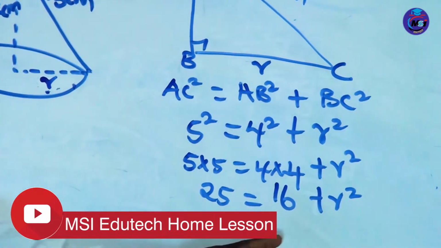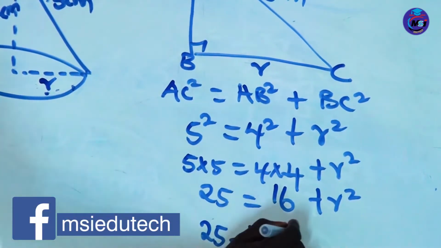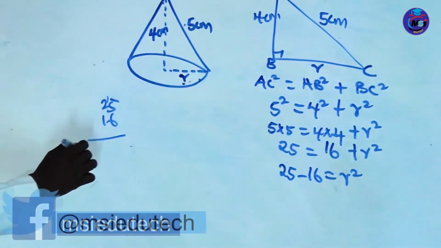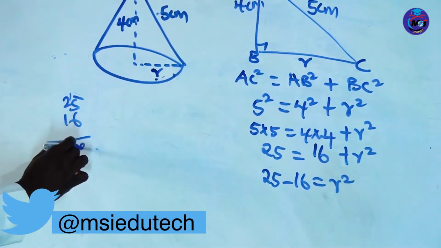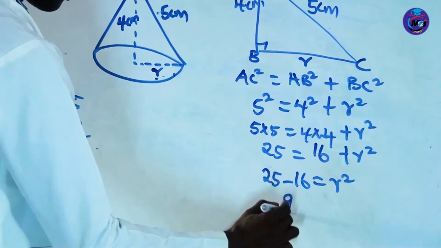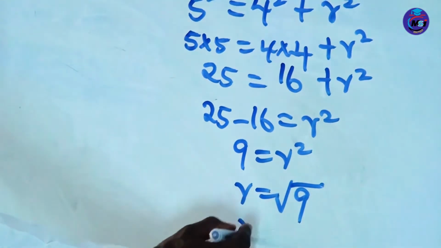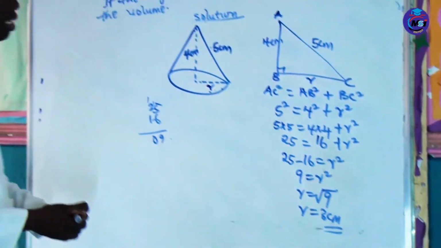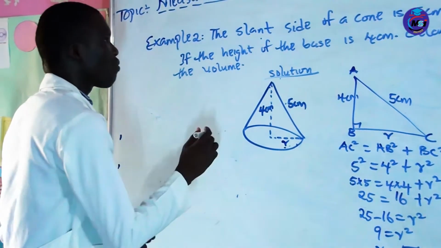So now you are going to collect like terms. 25 minus 16 equals to R square. So 25 minus 16, what are you going to have? 9. So you are going to have 9 equals to R square. R will give you square root of 9. So square root of 9 is what? 3 centimeter. Okay. Now, once you get R to be 3 centimeter, you can now come to the volume of a cone.